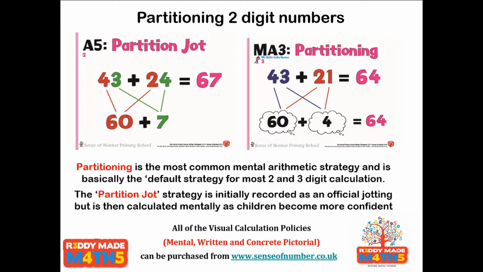As they move, let's say from year 2 into year 3, they just look at the calculation now and go 40 and 20 is 60, 3 and 1 is 4, 60 and 4 is 64. So it does then become just a mental strategy where they hold the 2 parts of the numbers in their heads.